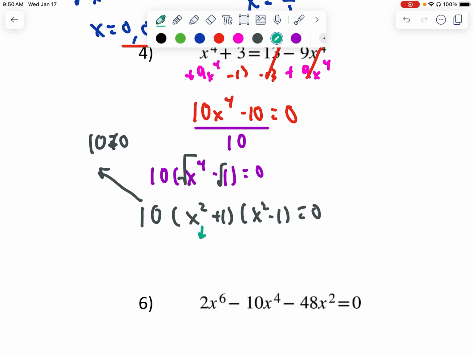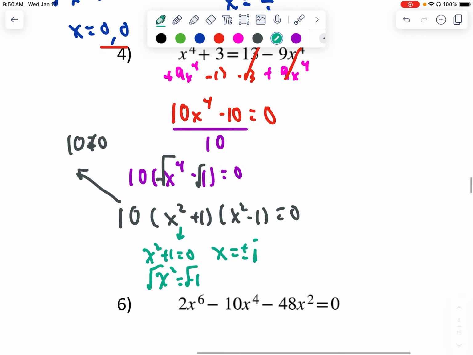For our next two, though, I'll set my x squared plus 1 equal to 0. When I subtract 1 on both sides, that gives me x squared equals negative 1. And my square roots leave me with x equals positive and negative i. Square root of negative 1 is i.